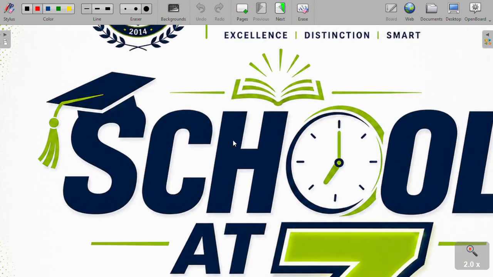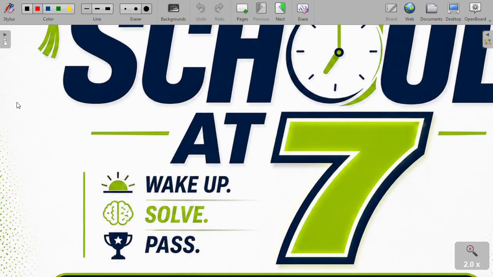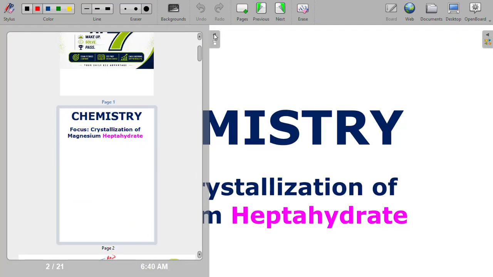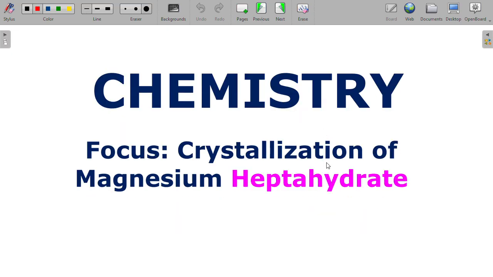All right, so today we are looking at an interesting subject, and this is chemistry. Our focus exam question is the crystallization of magnesium sulfate heptahydrate. We've extracted a question which focuses on it. So let's get started. Make sure that you have your pen and your book so that you write the notes down.